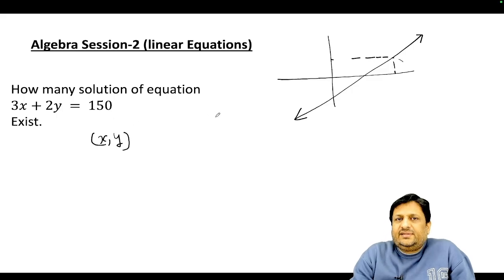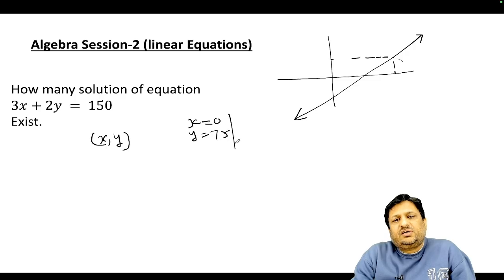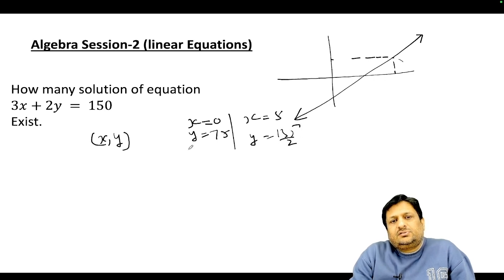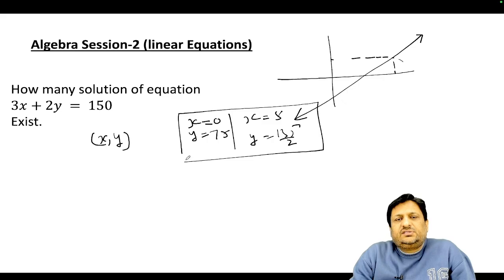Or you can think in this way also: if you put any value of x, let's say x as 0, you will get y as 75. If you change the value of x, let's say x is 5, then y will be 135 by 2, and so on. So if you keep on changing the value of x, you will keep on getting the value of y, and there will be infinite solutions which will satisfy the given equation.